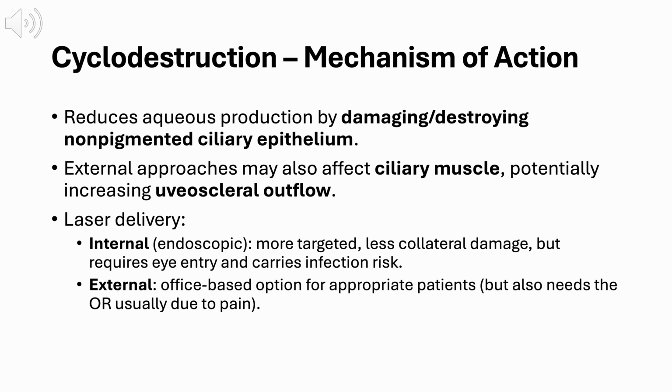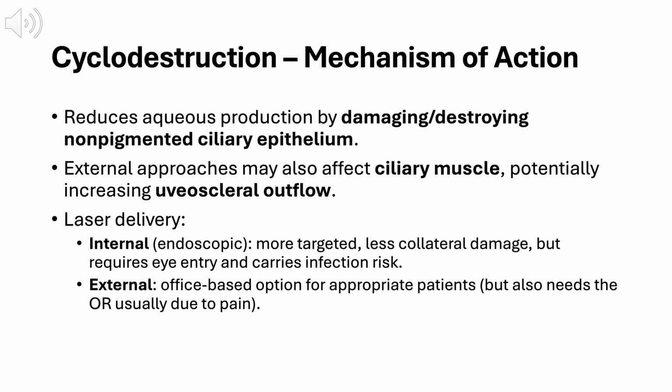Transitioning from trabeculoplasty, cyclodestructive procedures take a very different approach. Instead of improving outflow, they work by reducing aqueous production. The laser targets the non-pigmented ciliary epithelium, damaging or destroying it to decrease fluid formation. Depending on the technique, there may also be some effect on the ciliary muscle. When that happens, uveoscleral outflow can increase slightly, adding a secondary mechanism of pressure reduction.